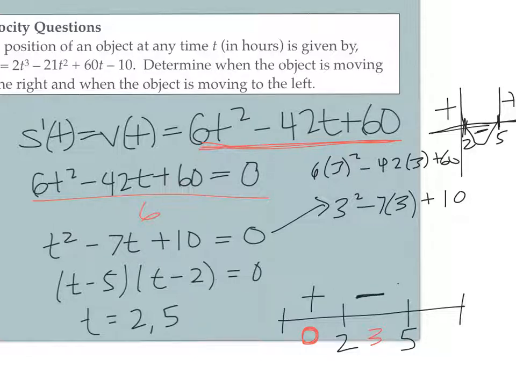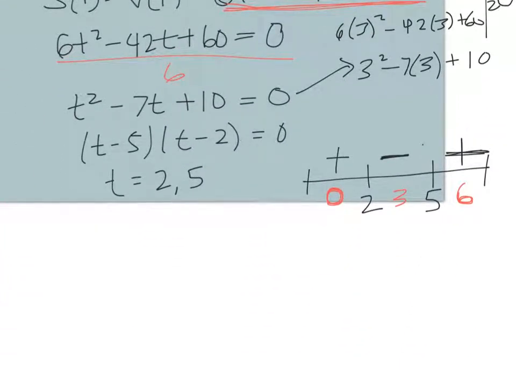And it's a parabola, so I kind of know what's going to happen. But you could also test a value. If I plug in like 6 into that expression, 6 squared is 36, minus 7 times 6, which is 42, so that's negative 6, plus 10 would end up being positive. Once you get that, it tells you where it's positive and where it's negative. And that tells you where it's moving to the right and moving to the left.